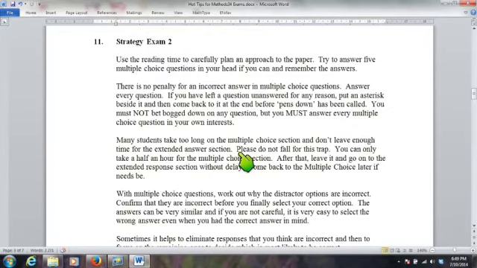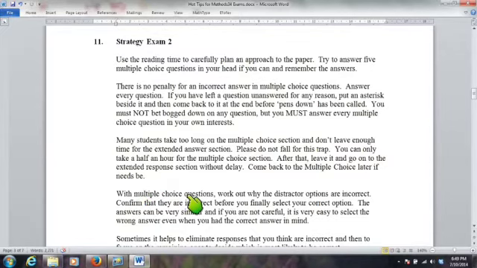Please don't fall into this trap. You can only take half an hour for the multiple choice section, in my view. After that, leave it and go on to the extended response section without delay. Come back to the multiple choice section later, but you need to avoid the psychology of panic. Half an hour is where you should leave it and get out of there, particularly if you've managed to answer 5 questions in reading time. That's a great strategy in my view.